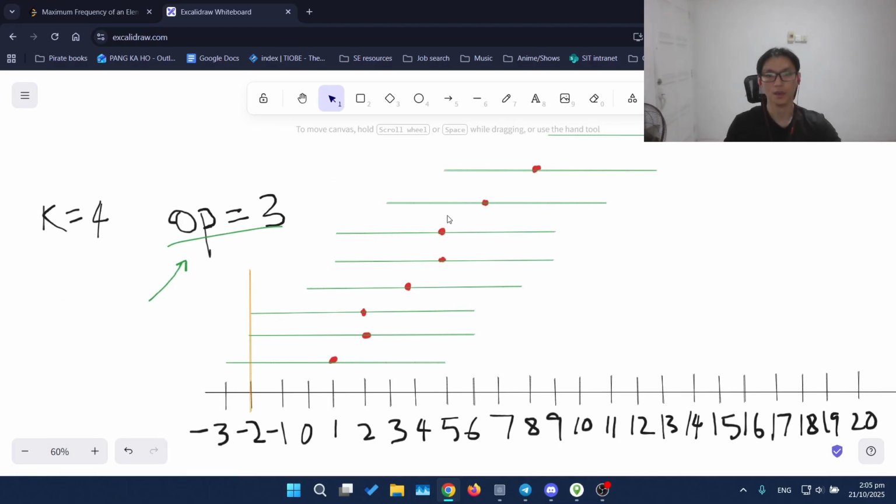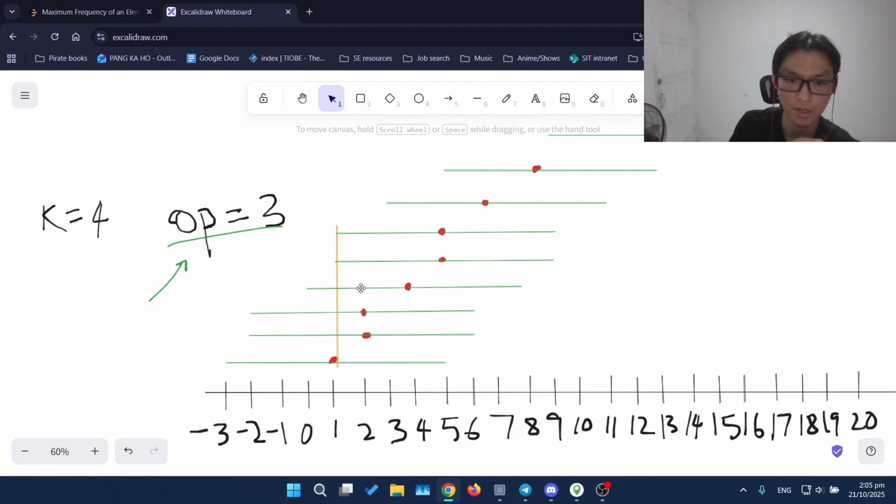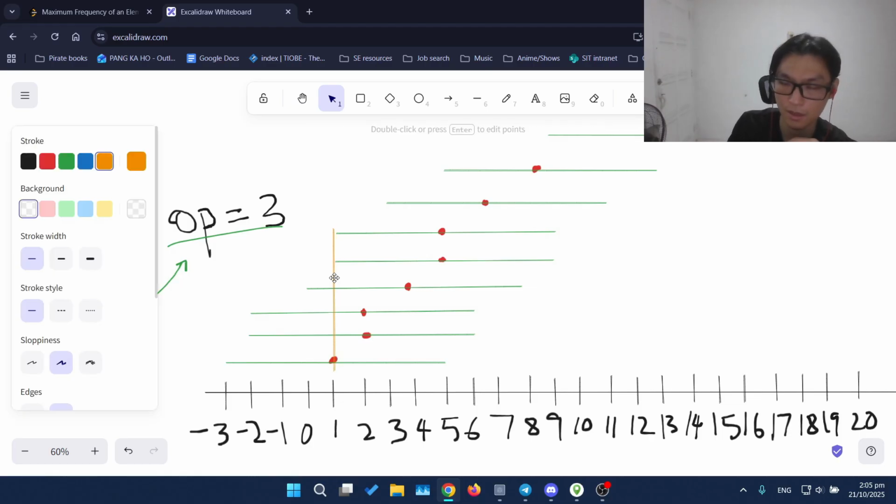So if we didn't have the operations, what would the answer be? We would just find the maximum number of intersections, right? In this case, this seems to be correct. 1, 2, 3, 4, 5, 6. Yep, this would be correct actually. This would be correct.